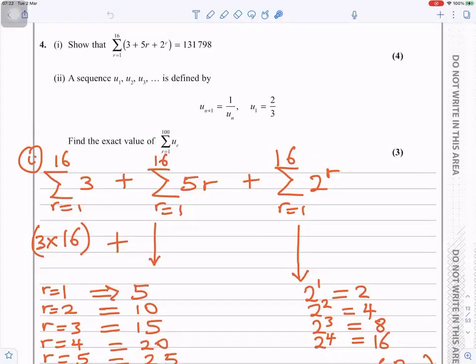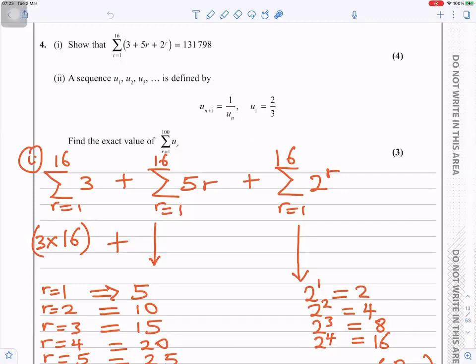Question number 4. Show that the sum from r equals 1 to 16 is equal to 131,798. So to do question 4i, we would separate it. We would have it as the sum from r equals 1 to 16 of 3, the sum from r equals 1 to 16 of 5r, and the sum from r equals 1 to 16 of 2 to the r. So that's very important. You separate it. Because we are adding them, we are separating them to make it easier to manipulate.